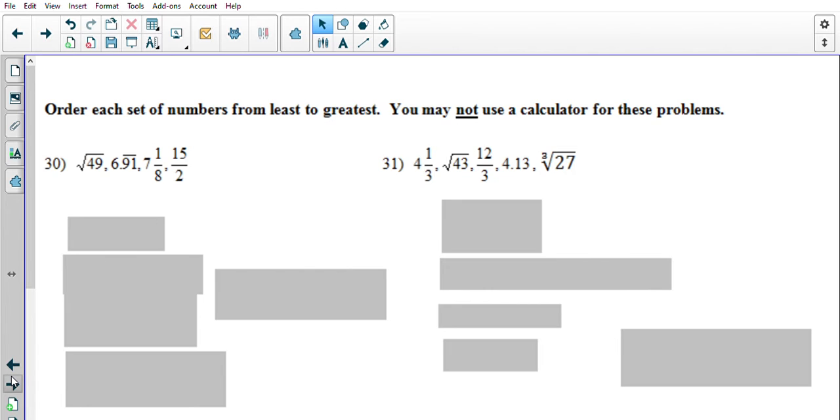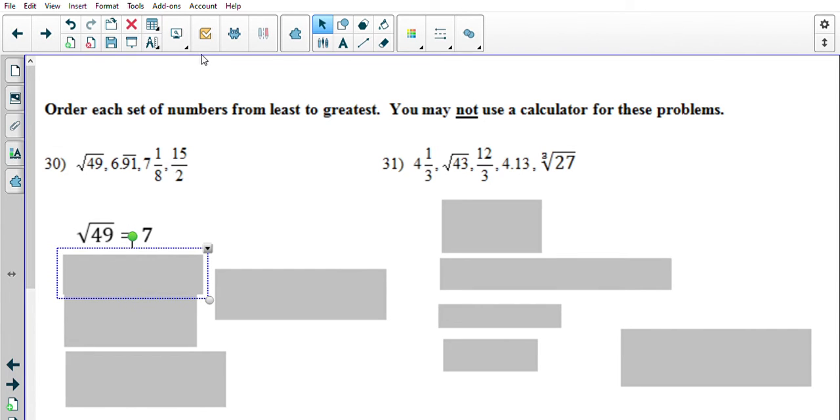All right, let's take a look at the next group of problems, because these ask us to do them without using a calculator. It says, order each set of numbers from least to greatest. You may not use a calculator for these problems. So the square root of 49, hopefully you recognize that as 7. I just typed all of these up. The square root of 49 is 7.